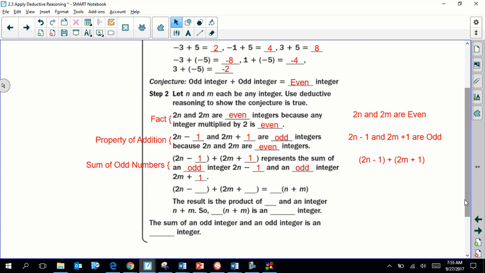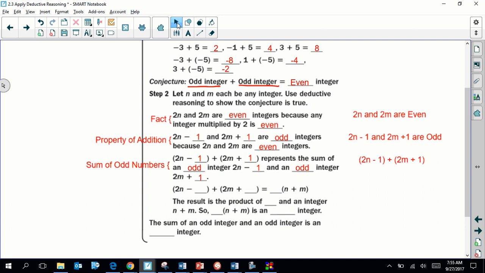And since the conjecture says the sum of two odd numbers is an even number, we're going to add our two expressions together. That's why I'm writing 2n minus 1 plus 2m plus 1, because that's what we're testing. We're testing the fact that one odd integer plus another odd integer has to equal an even integer.